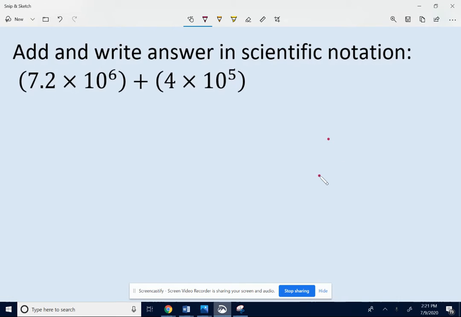Okay, we're going to add and write the answer in scientific notation. 7.2 times 10 to the 6th plus 4 times 10 to the 5th. Okay, I'm going to just do the shortcut way.